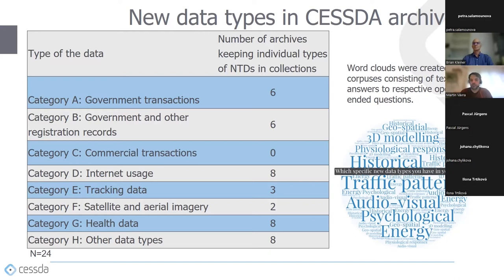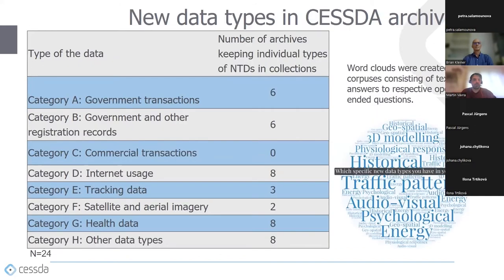You can see here a word cloud, but it's rather for illustration. The word cloud is based on responses to open-ended questions. So we asked the representatives, if they marked the variant that they have some other data type, what these concrete data are. So here you can see that, for example, they have some historical data or data from historians, some traffic patterns data, or for example, musicology data, some recordings of, for example, traditional or folk music, and so on.